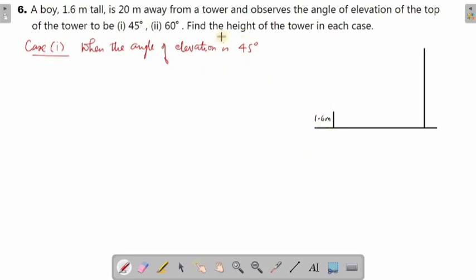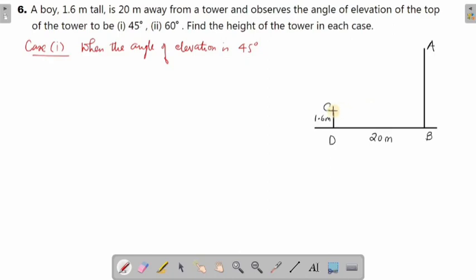Now, the boy is 20 meter away from the tower. Let me call AB the tower and CD the boy. Basically the distance between the boy and the tower is 20 meter, so BD is 20 meter in this case. And he observes the angle of elevation of the top of the tower to be 45 degree.